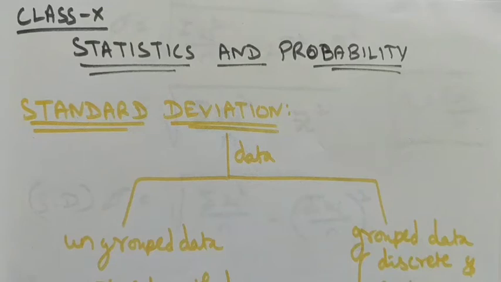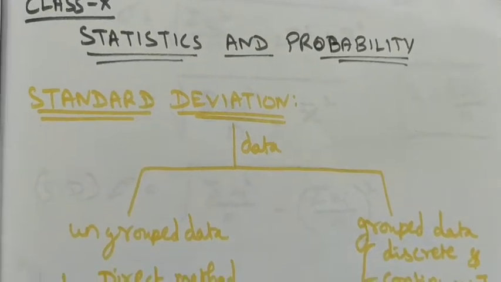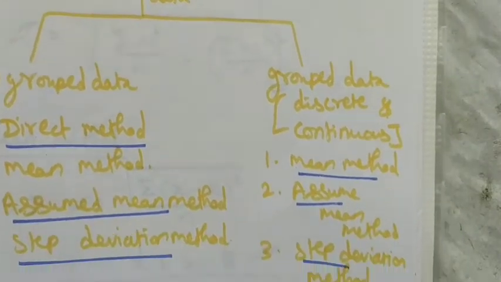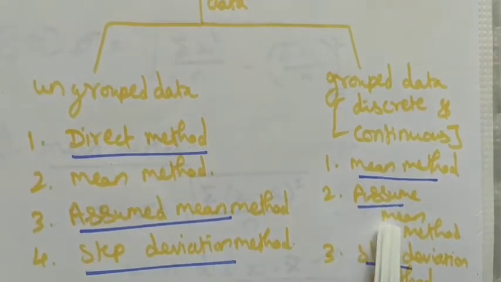Hi students, class 10 statistics and probability. Here we are going to see about statistics. In statistics we are going to find the standard deviation for grouped data, especially by the assumed mean method. Here we are going to see about the assumed mean method for grouped data.